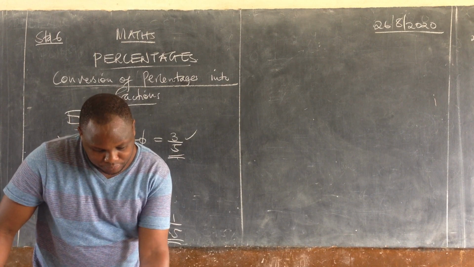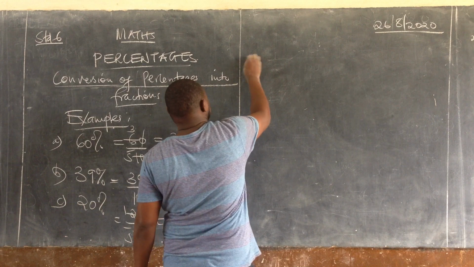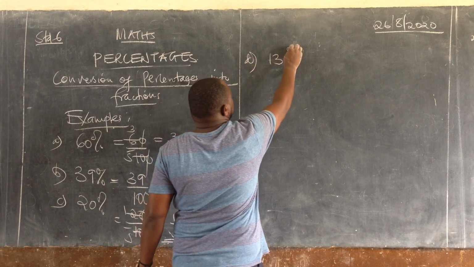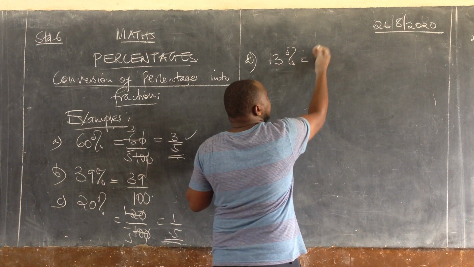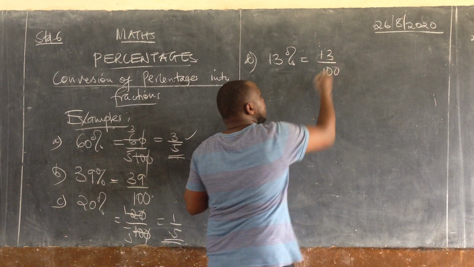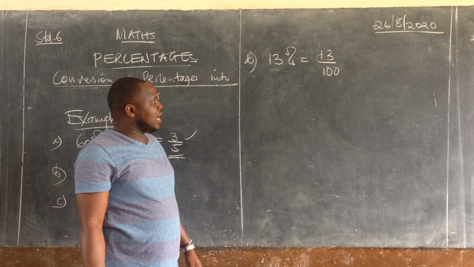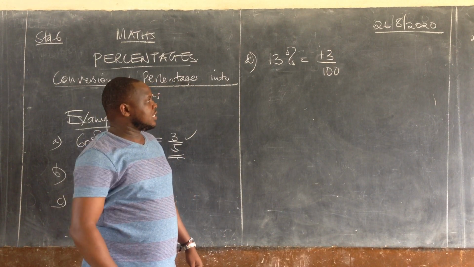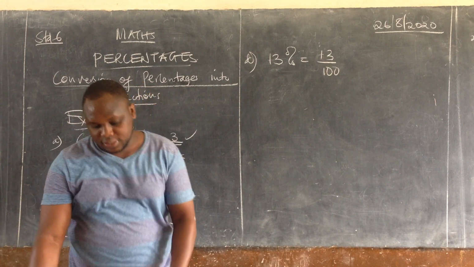You can be given more. For example, you can be given, convert 13% as a fraction. You're going to realize that this is going to be 13 out of 100. From there, learner, you go ahead and check. Do you have a common divisor? No, we don't have a common divisor. And so the answer remains as 13 out of 100.